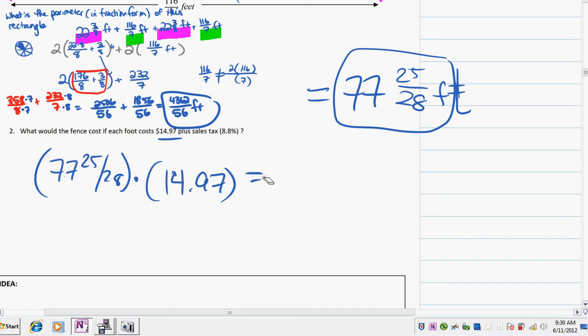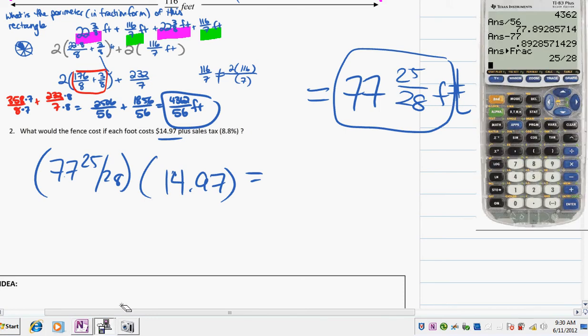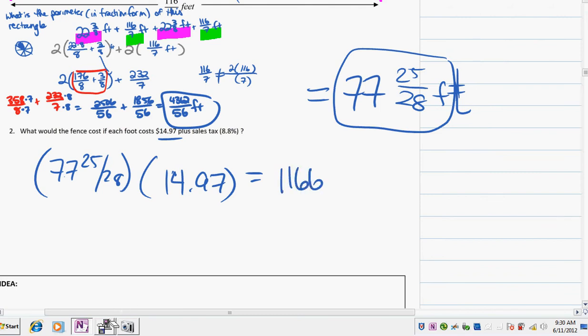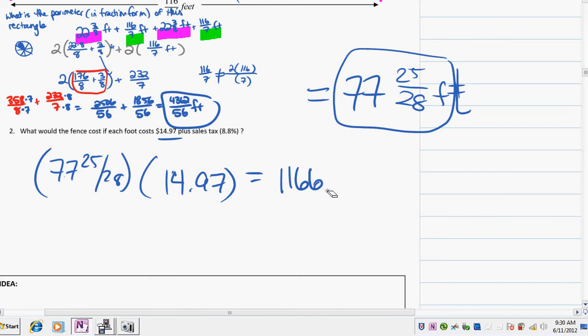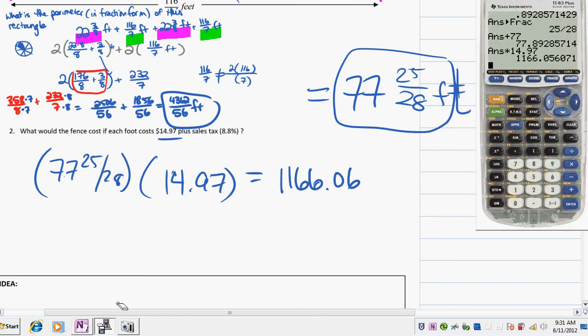That should tell me how much it costs. Now you'll notice I use parentheses. I can use the dot. There's lots of ways of representing multiplication. So I get my calculator out, and I'm going to need to now add that 77 back on. Takes me back to my original number, times 14.97. So I get 1,166.056. So that would round to 0.06, because I'm trying to round to cents, which is the second decimal point, and so the 6 is bigger than 5, or it's 5 or bigger. So you round up. If it were lower than 5, you round down.